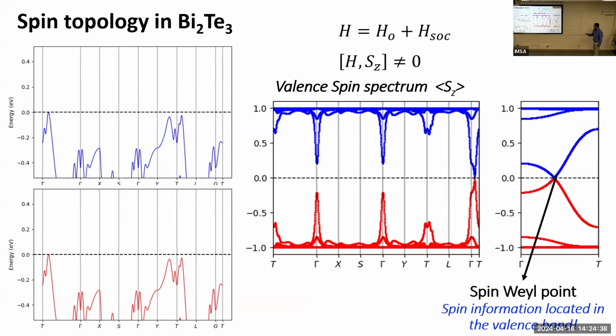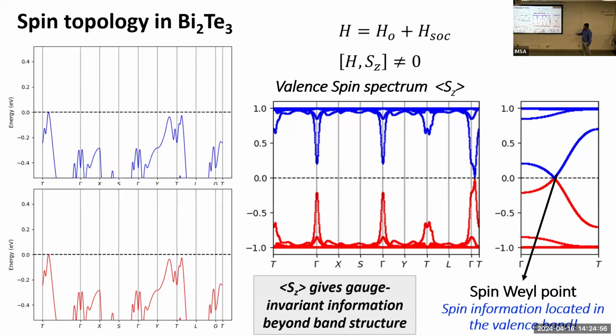And this Bi point means that we have this valence state. If the valence state at this point is 0, it means that the information of the spin is not in the valence band, it's in the conduction band. So this means that we can give at this spin Bi point, and this spectrum gives us the information to calculate values beyond the band structure or energy band structure.